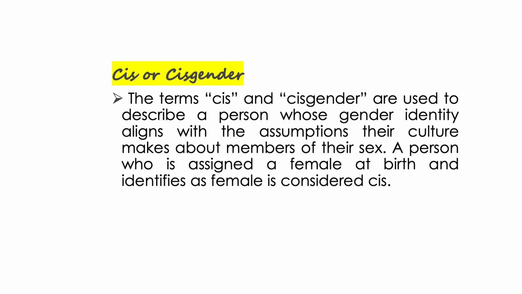So, cisgender denotes individuals whose personal identity corresponds with their birth sex. For example, if you were born a male and you identify yourself as a male, you are considered cisgender. Also, if you were born a female and you identify yourself as a female, you are also considered cisgender.